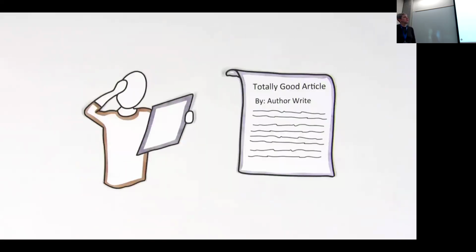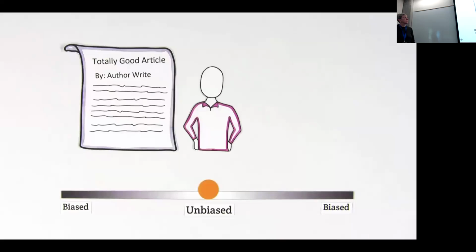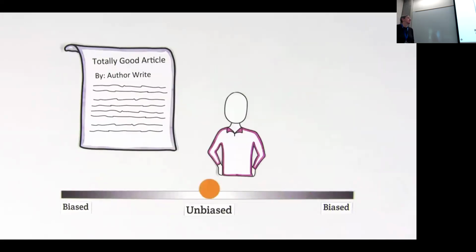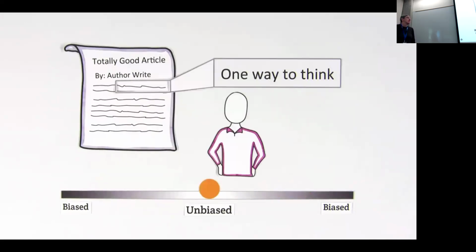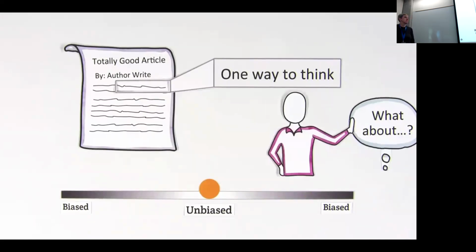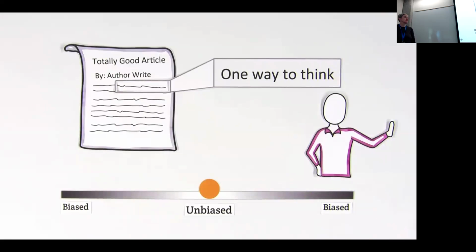Imagine reading an article and asking yourself, who is the author and what is their motivation? Do they earn money or benefit by promoting one idea over another? If so, the article may be biased. Does the author provide only one way to think about a subject? Do they ignore key information or perspectives that don't fit their own? If so, they may be biased.